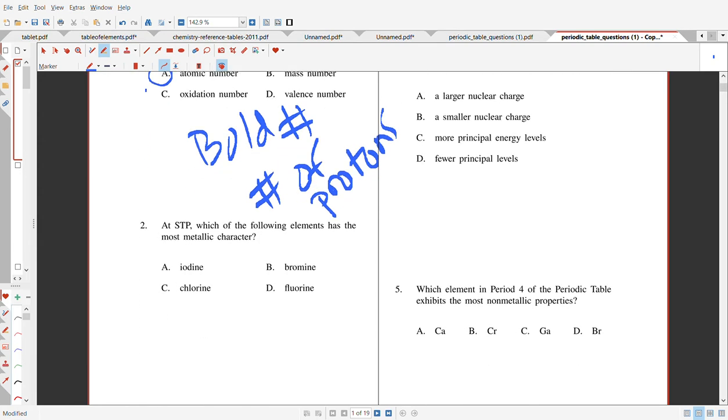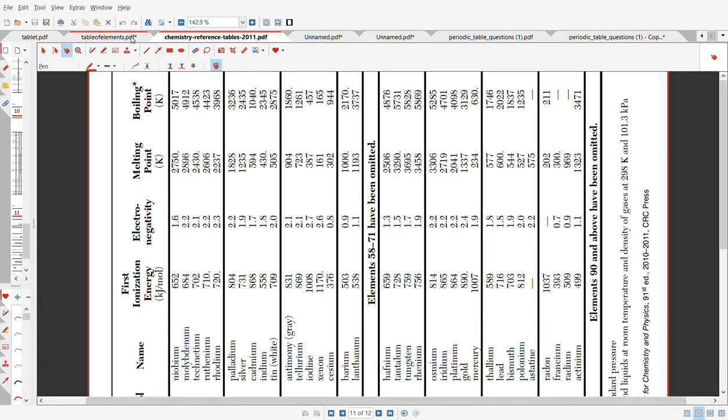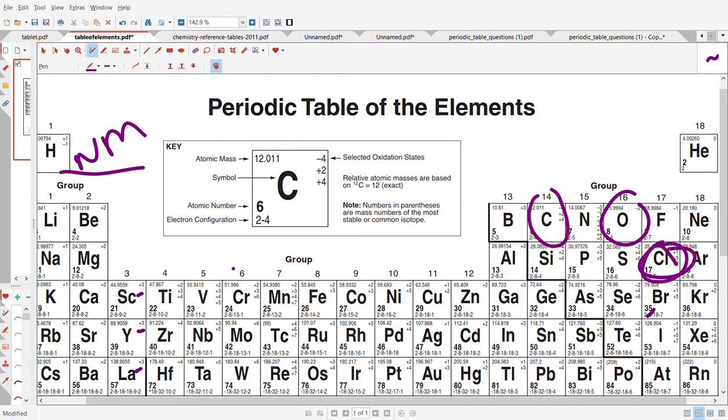Which element is most metallic? Now we're going to look it up. Iodine, chlorine, bromine, and fluorine. So we have to go here. Iodine, bromine, chlorine, and fluorine. See how they're all in the same group? They're all in group 17 here.